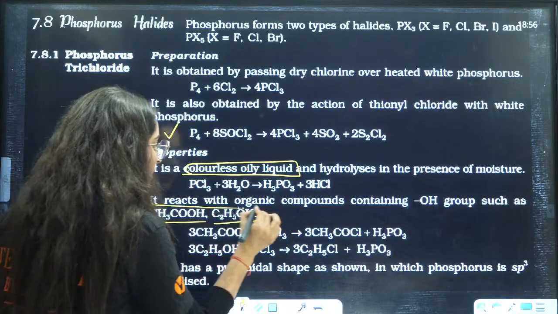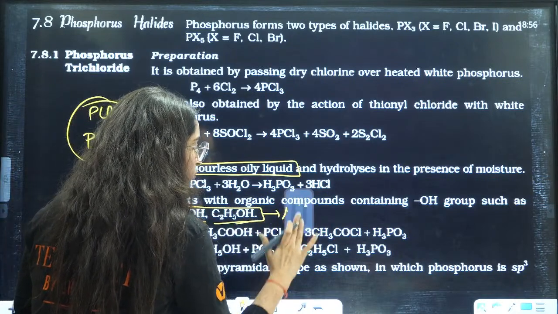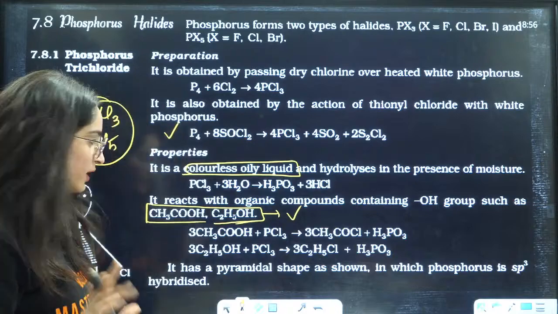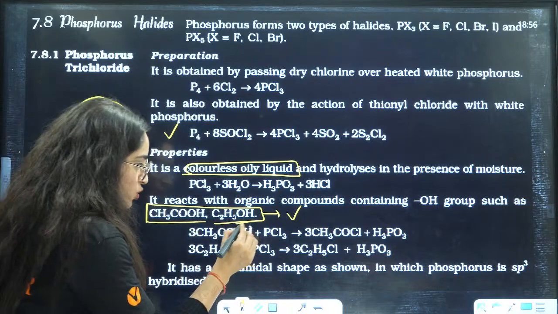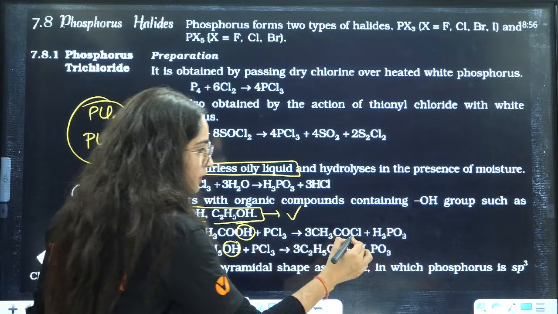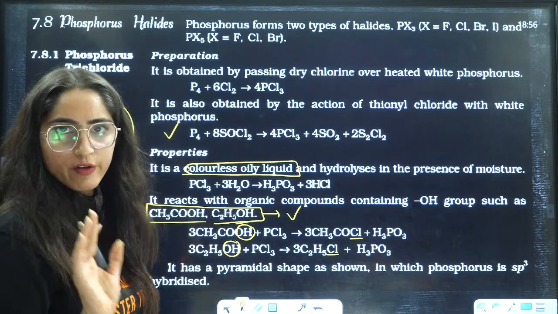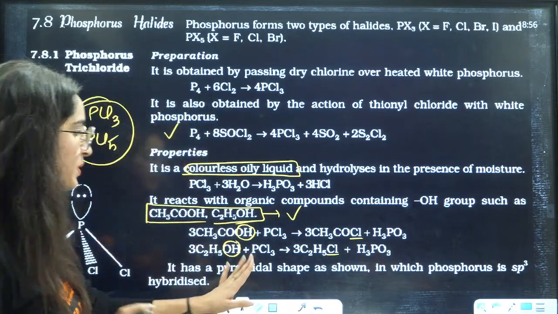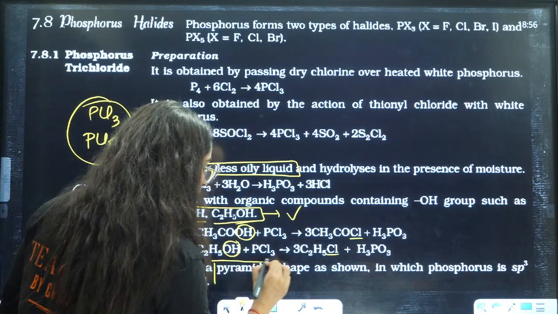We know these reactions, we have already done them, that it will replace this OH with Cl, right? It will replace this OH with Cl. This is how it will react, right? It has a pyramidal shape, which is important. It has a pyramidal shape.